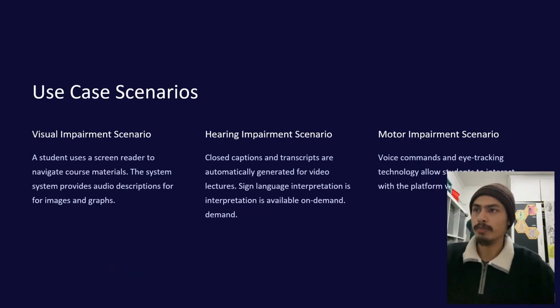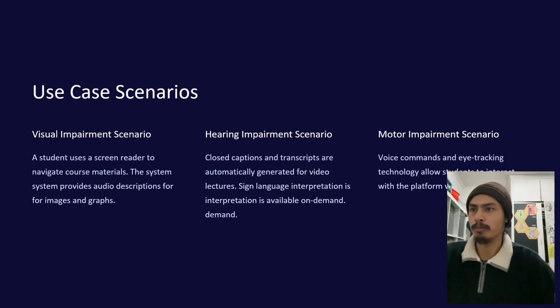So after that, we generated 3 use case scenarios for our project, which will help to solve the problem that has arisen for people with disabilities. The first one is a visual impairment scenario where students use our screen reader and navigate the course material. This system also provides audio description for images and graphs.